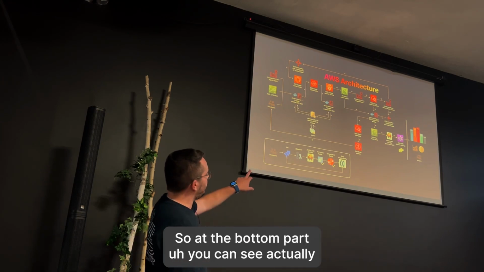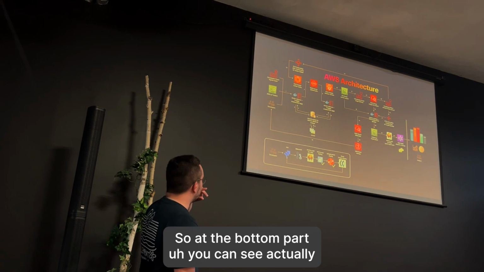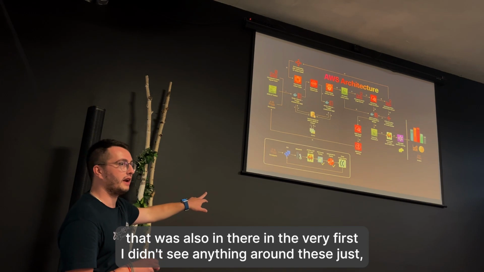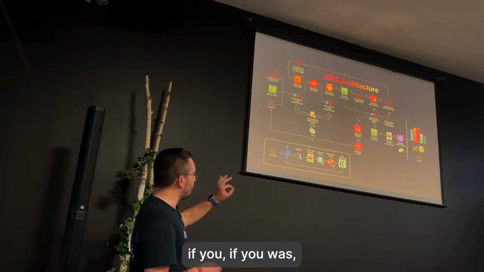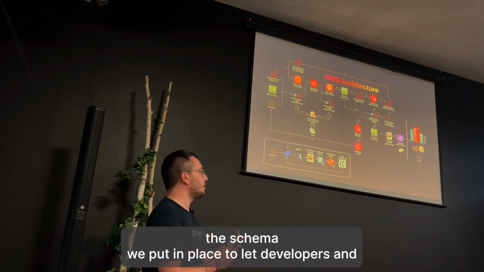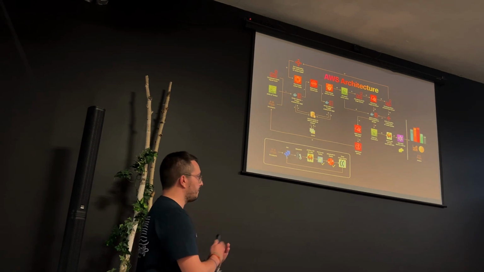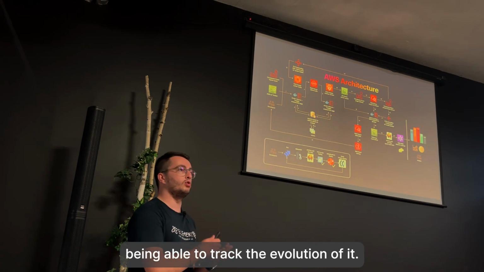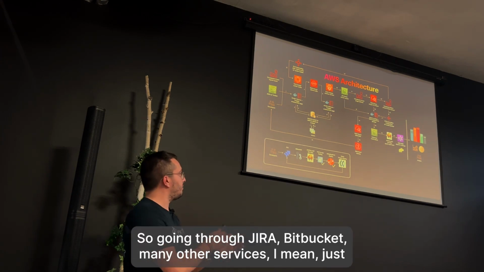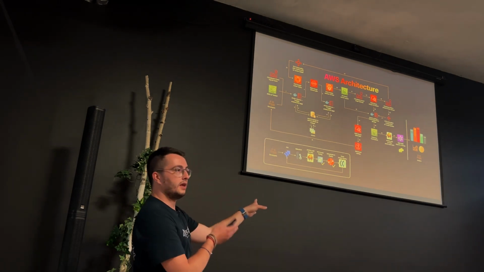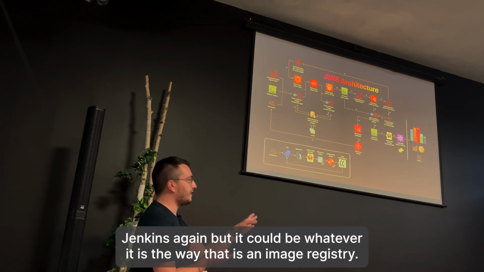So, at the bottom part, you can see, actually, there was also in the very first slide, I didn't say anything around this. Just a few words. This was part of my schema because this was the schema we put in place to let developers and every other people involved in this project be able to track the evolution of it. So going through Jira, Bitbucket, many other services. It could be whatever it is, just a ticketing system, source control, Jenkins again, but it could be whatever it is, Quay, that is an image registry.